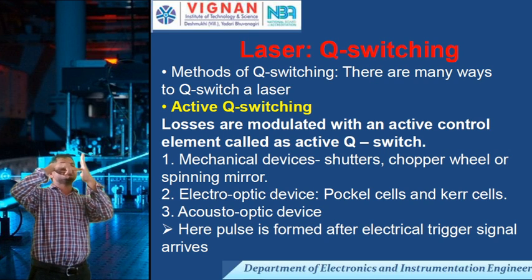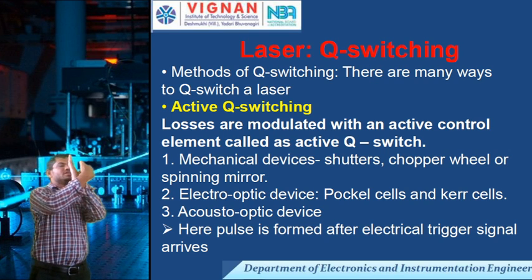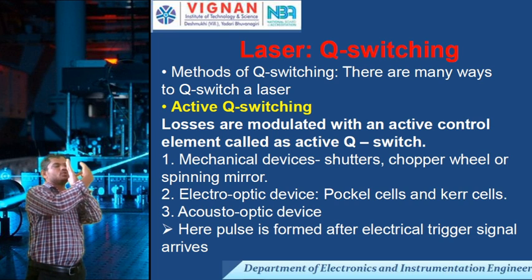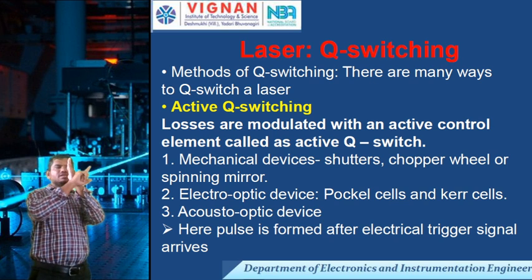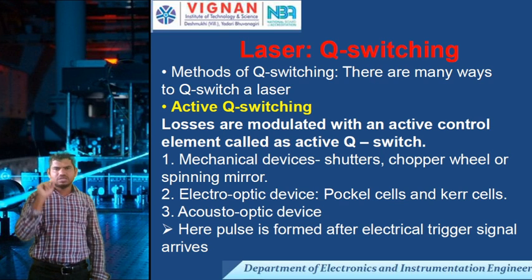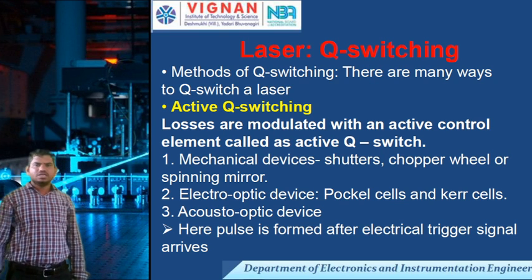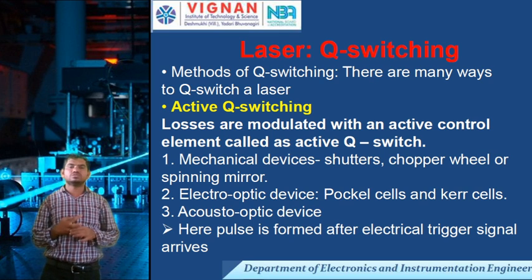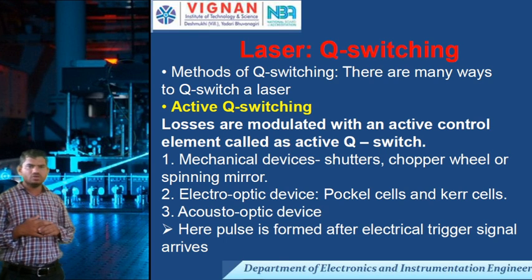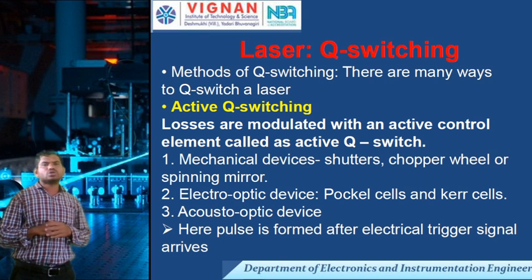After that we get some output here. The incident ray is incident on the crystal at some angle. That is nothing but the Pockels cell. In this Pockels cell, generally we use ADP crystals. Next, the third one, acousto-optic devices.